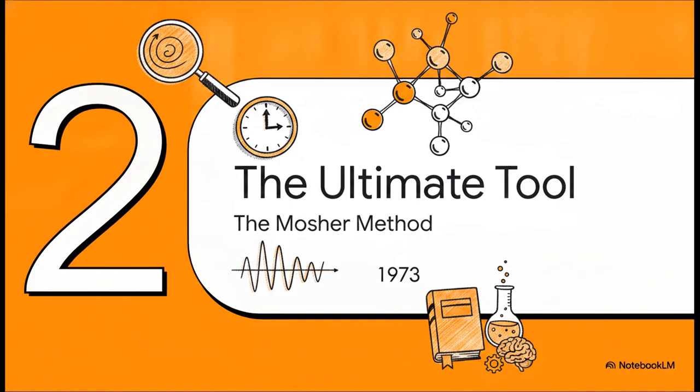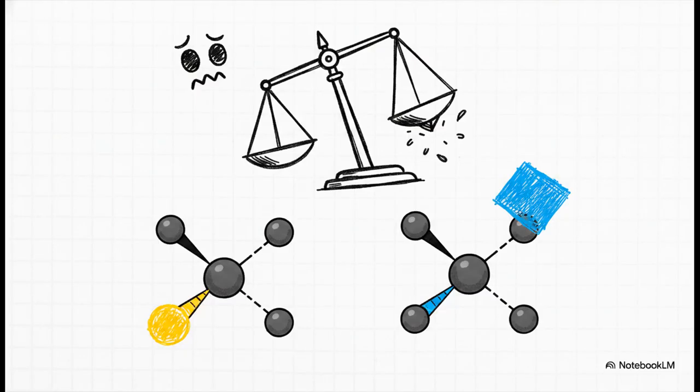That brings us to section 2, the ultimate tool, the Mosher method. This is basically our CSI enhance moment of the explainer. The absolute star here is the Mosher reagent, or MTPA. Now watch out for this, because there is a notorious trap for the unwary chemist here. If you convert the MTPA acid into an acid chloride to make it more reactive, well, the physical 3D shape of the molecule doesn't change at all.